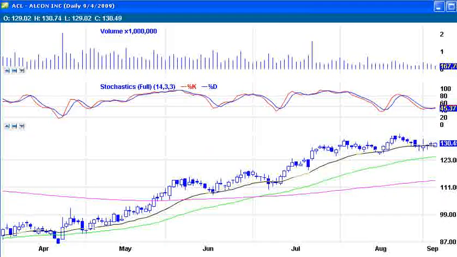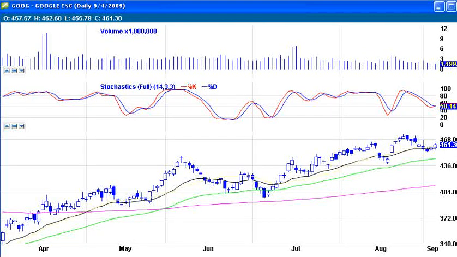ACL here, Alcon here. Again, this one is just very bullish. And once it broke through the 200 period moving average, we never really came back and tested it and just continued to move up here. Not a good example. Again, just pretty much taking some random stocks here. Google here. If we zoom out, we'll go out a little bit further here.